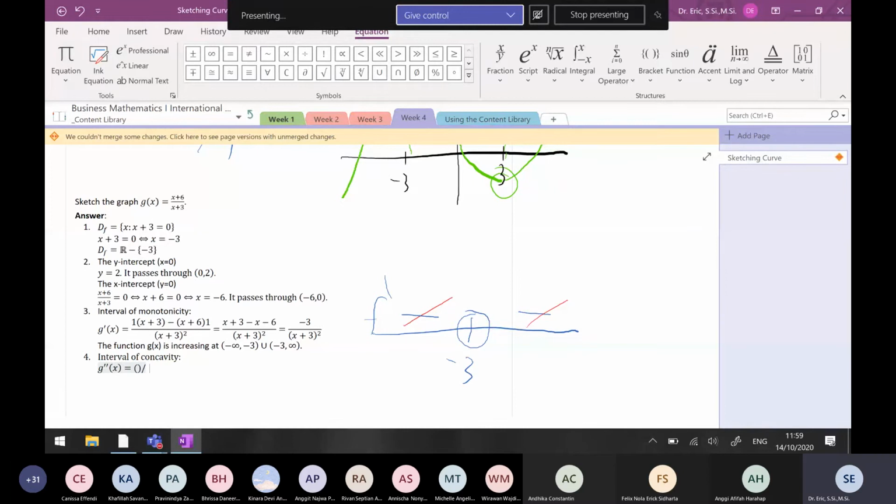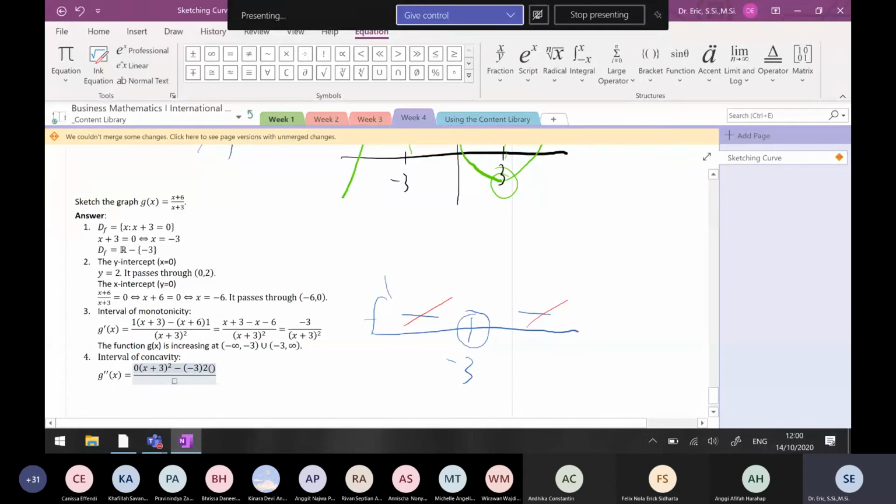What is the derivative of this? The same. This is u divided by v. If you want to do this by u divided by v, what is the derivative of u? Just 0, times v. This is (x plus 3) squared, but multiplied by 0, it will give you 0. Minus u times v prime. What is the derivative of v?